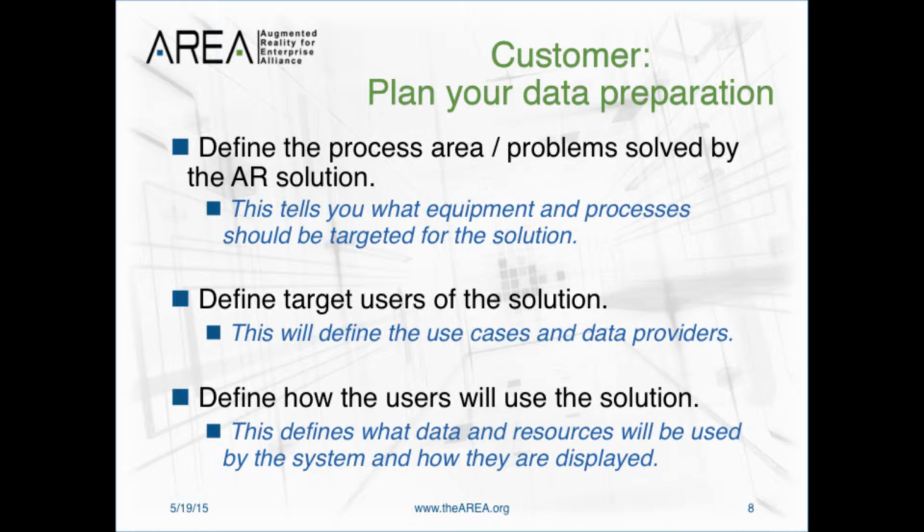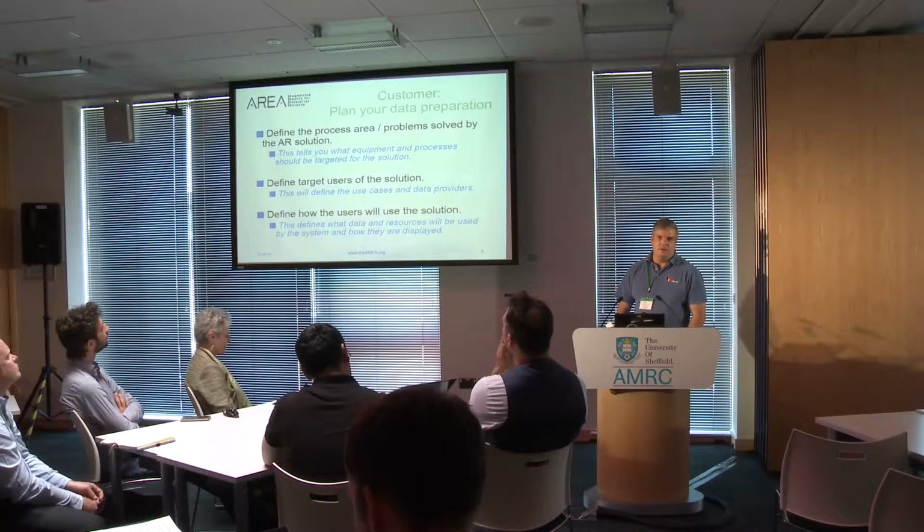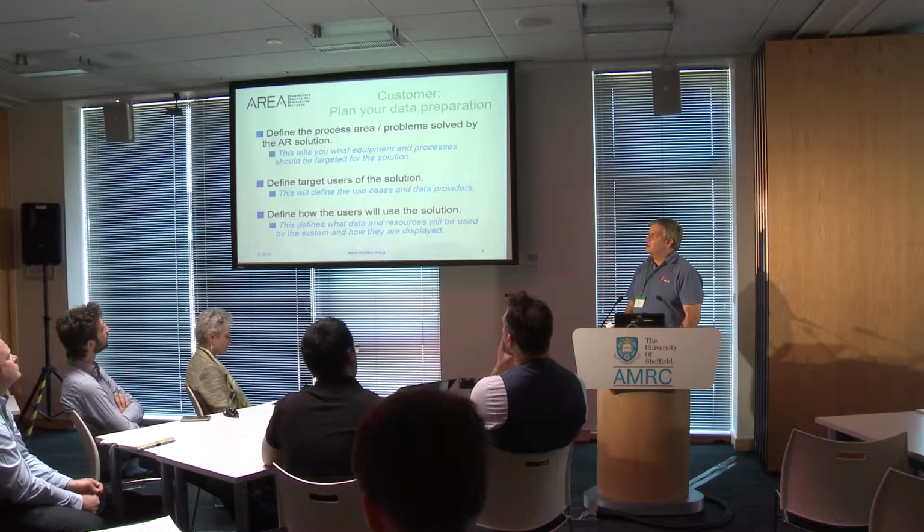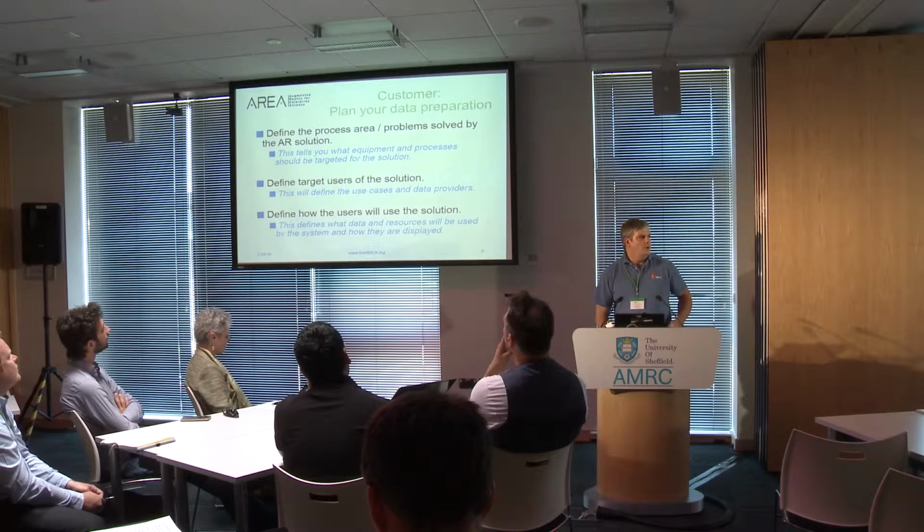So on the customer's part, and some of these points merge nicely with what Carl had said in his presentation. First, we have to define the process areas and the problems that we want to solve with the AR solution. Where am I going to use it? What line? And this is going to start to tell us what equipment and processes are going to be targeted for the solution. We typically don't go in and say we're going to do the entire plant.